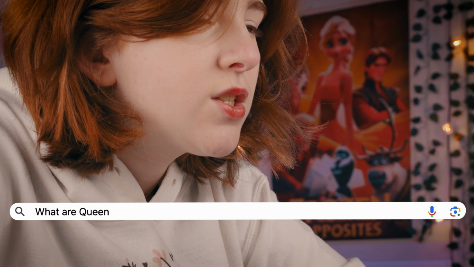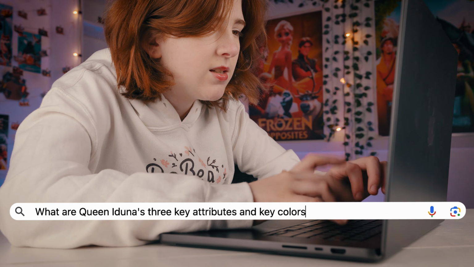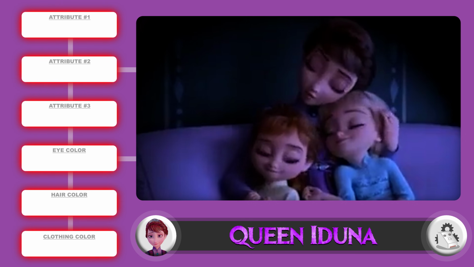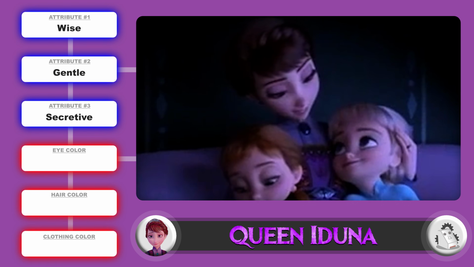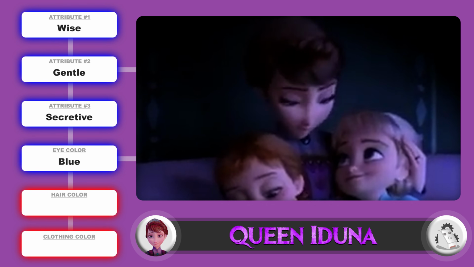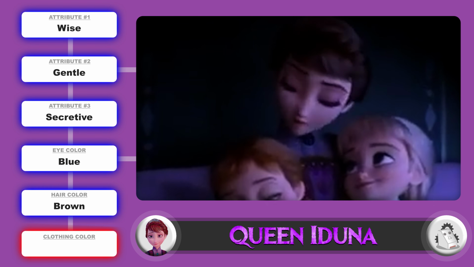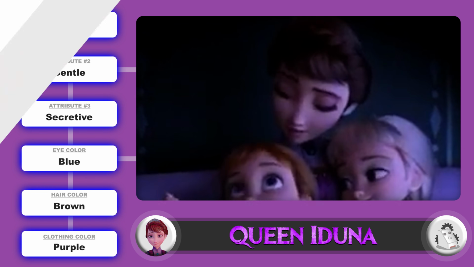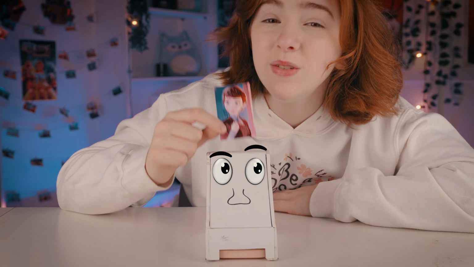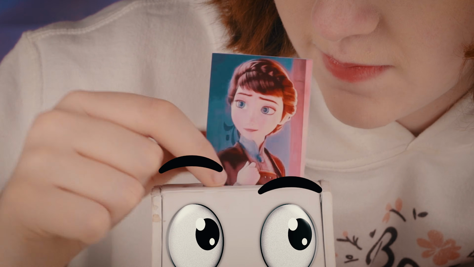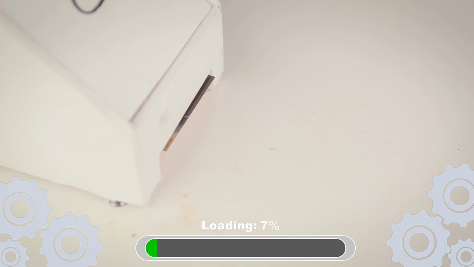Next is Queen Aduna. Okay, Craig, what are Queen Aduna's 3 key attributes and key colors? For the character Queen Aduna, her 3 key attributes are wise, gentle, and secretive. Her eye color is blue, her hair color is brown, and her key clothing color is purple. Okay, Craig, turn sweet Queen Aduna into an Arctic animal using these attributes and colors. She's gonna be so cute.